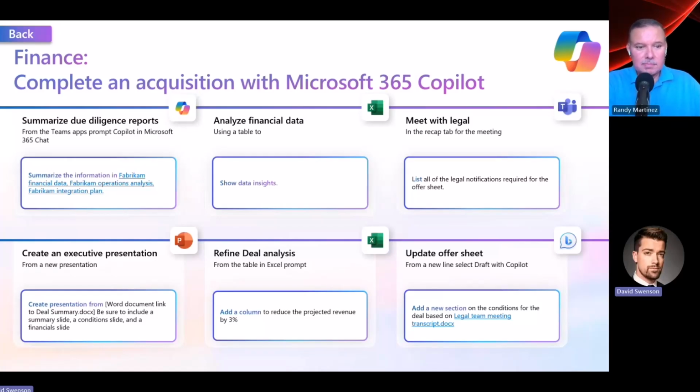So what I'm going to say is, hey, summarize the information from this meeting that we had, which was our Fabrikam financial data document, Fabrikam operations analysis, and Fabrikam integration plan. These are documents that we've actually written up, conversations that we've had throughout our organization, and are now available in my SharePoint and OneDrive. Traditionally, I would have to read through all those things, spend hours, maybe even a couple of weeks, depending on how complex the merger is, to actually go through and get that data.